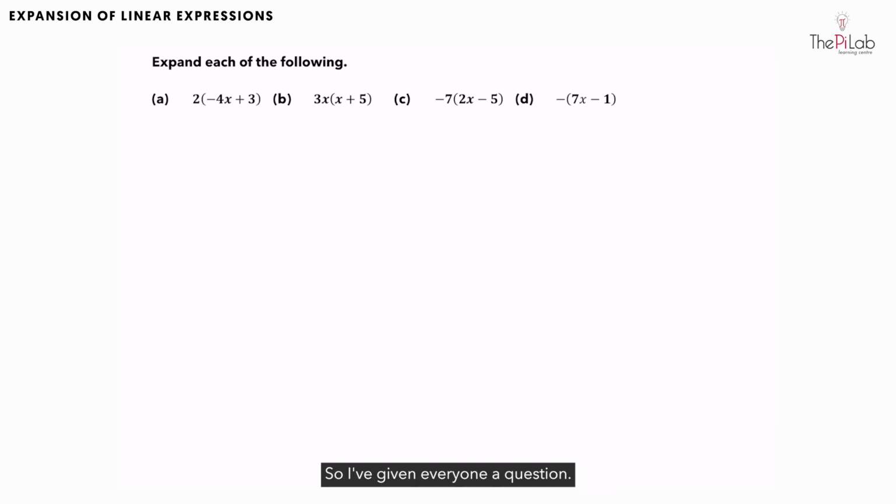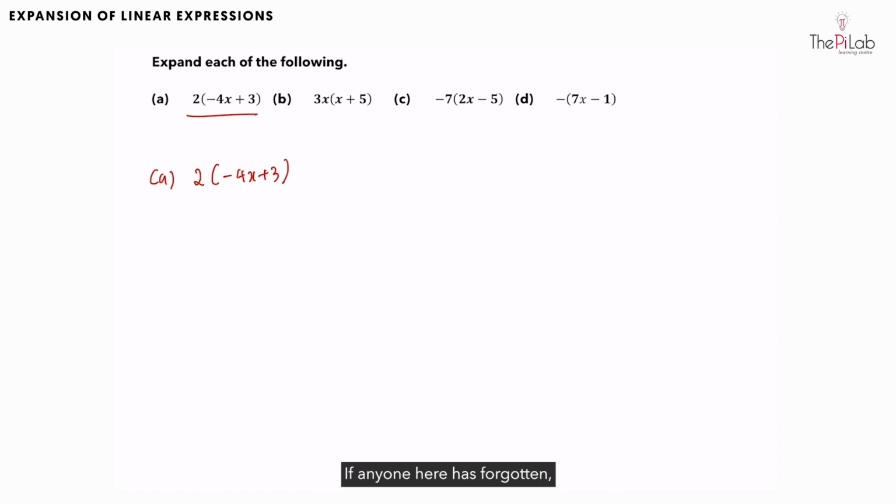So I've given everyone a question. There are actually 4 parts to it, A, B, C and D. Okay, don't worry, I will bring you through each part step by step. So let's take a look at part A. Now, first of all, copy down the question. We have 2 times negative 4x plus 3.